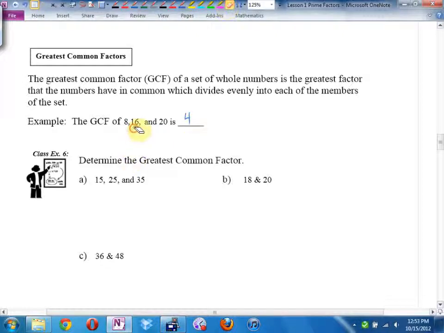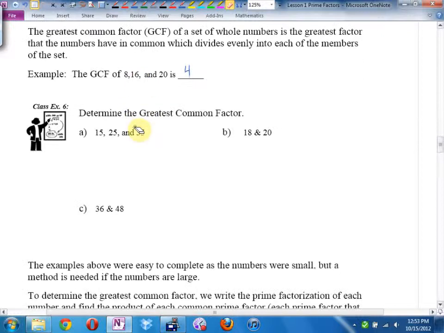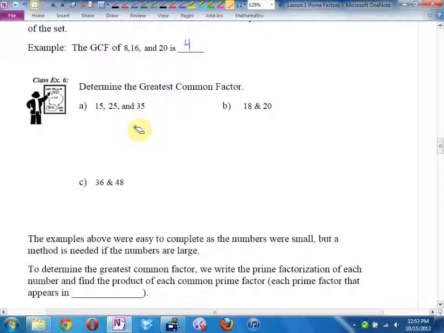What if you're given really big, yucky stuff and you need a system? Well, you can start out by doing some of these in your head. What's the GCF of 15, 25, and 35? 5. What's the greatest common factor of 18 and 20? 4. Which one, 4 or 2? 4 is what I started out as my guess. I checked, does 4 go into 18? Nope. So I whittle it down. Instead of a 4, I'll try a 2. And 2 works.